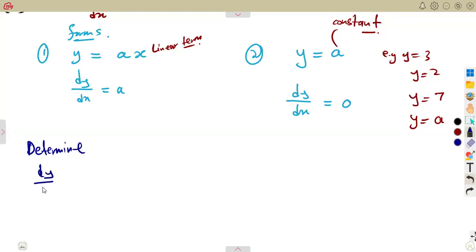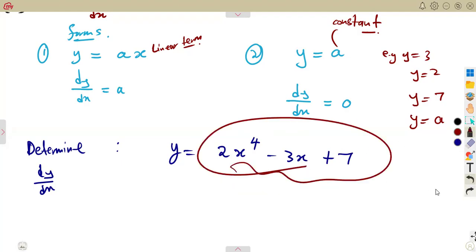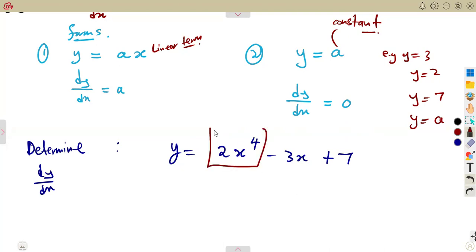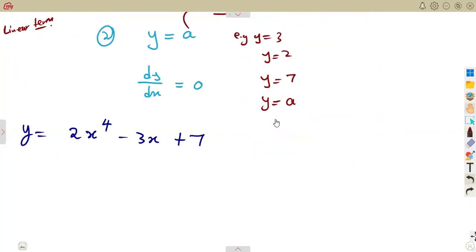or determine dy dx, given that y is equal to, let's say I've got 2x to the exponent of 4 minus 3x plus 7. So when you are given different terms combined in a single expression like what we have here, we are going to find the derivative of each term that you are given there. You determine the derivative of each term.